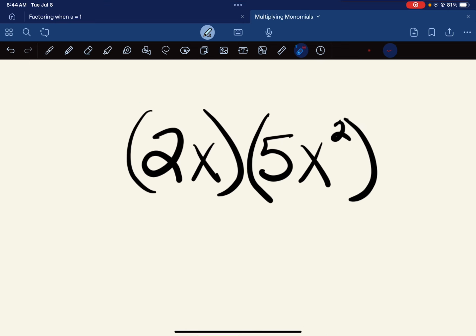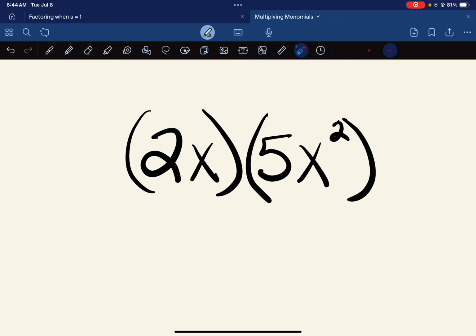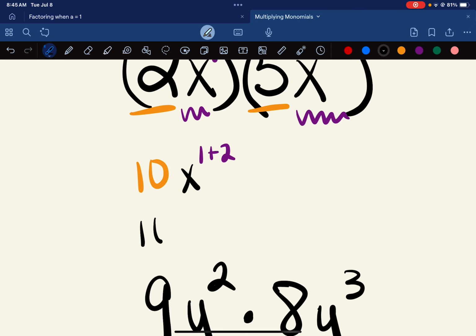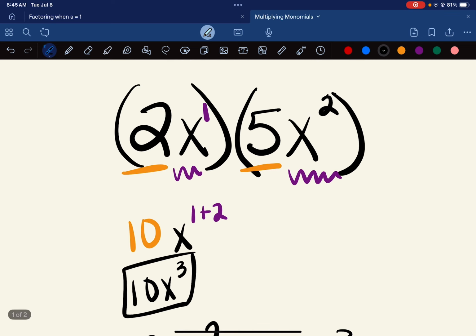So let's look at another example. 2x times 5x squared. 2 times 5 gives us 10, and then we have x times x squared. Our first x variable is just to the 1st power, so this ends up giving us x raised to the 1 plus 2 power, which of course just gives us our final answer of 10x to the 3rd power.